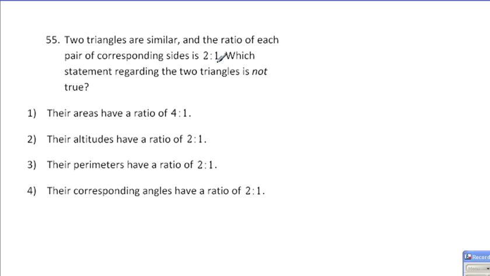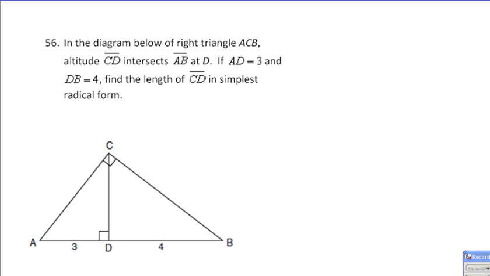Alright, two triangles are similar with a ratio of 2 to 1 in corresponding size. Now the area has to be the square of that, which is correct. And then altitude, same as the length, 2 to 1, same thing. Perimeter has to be the same ratio because of corresponding size, which is the length. The angle, on the other hand, has to be the same, not in the 2 to 1 ratio. Therefore, choice 4 will be our answer.